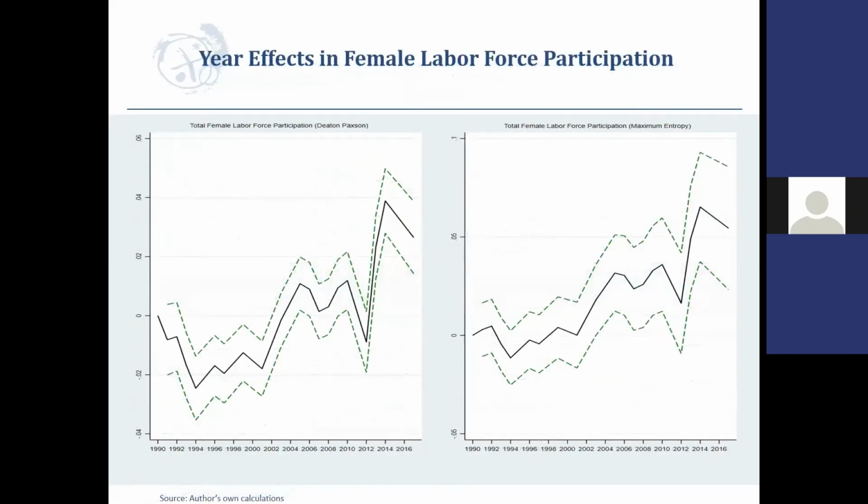The year effect shows the pro-cyclicality of female labor force participation in Pakistan. It's higher for the years when the GDP growth rate was higher and lower for the years when the GDP growth rate was lower. For instance, between 1993 and 2003, the GDP growth rate of Pakistan was less than 5%, which might have translated into lower labor force participation.